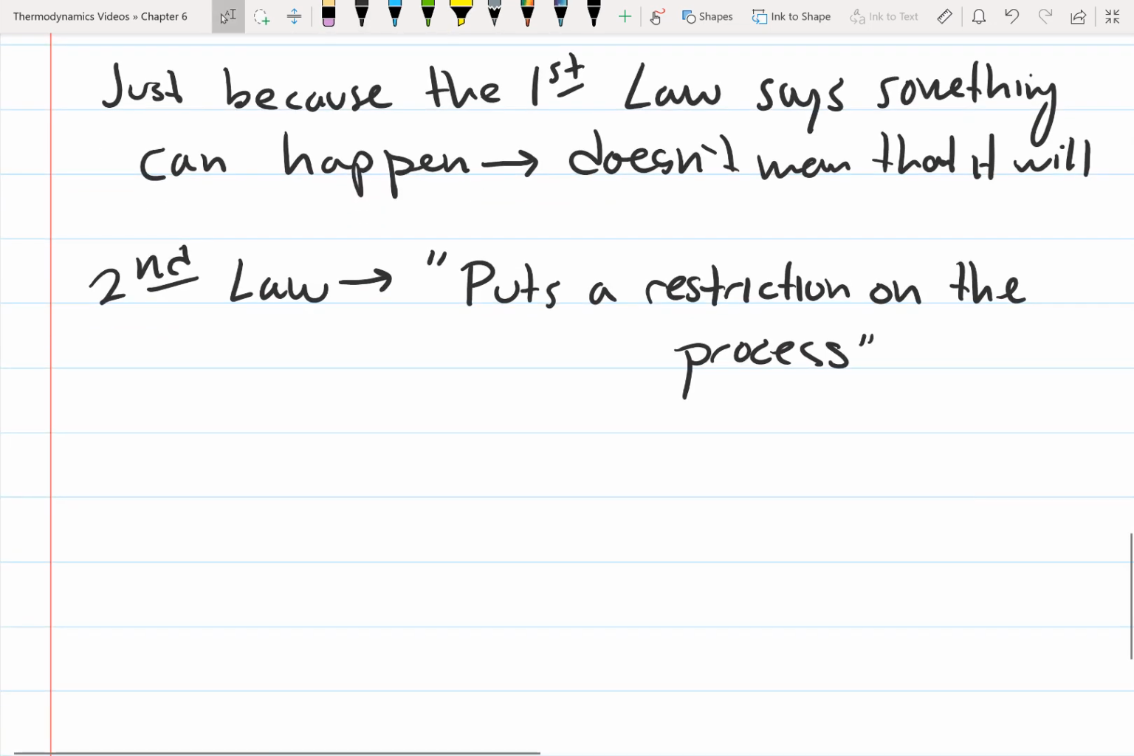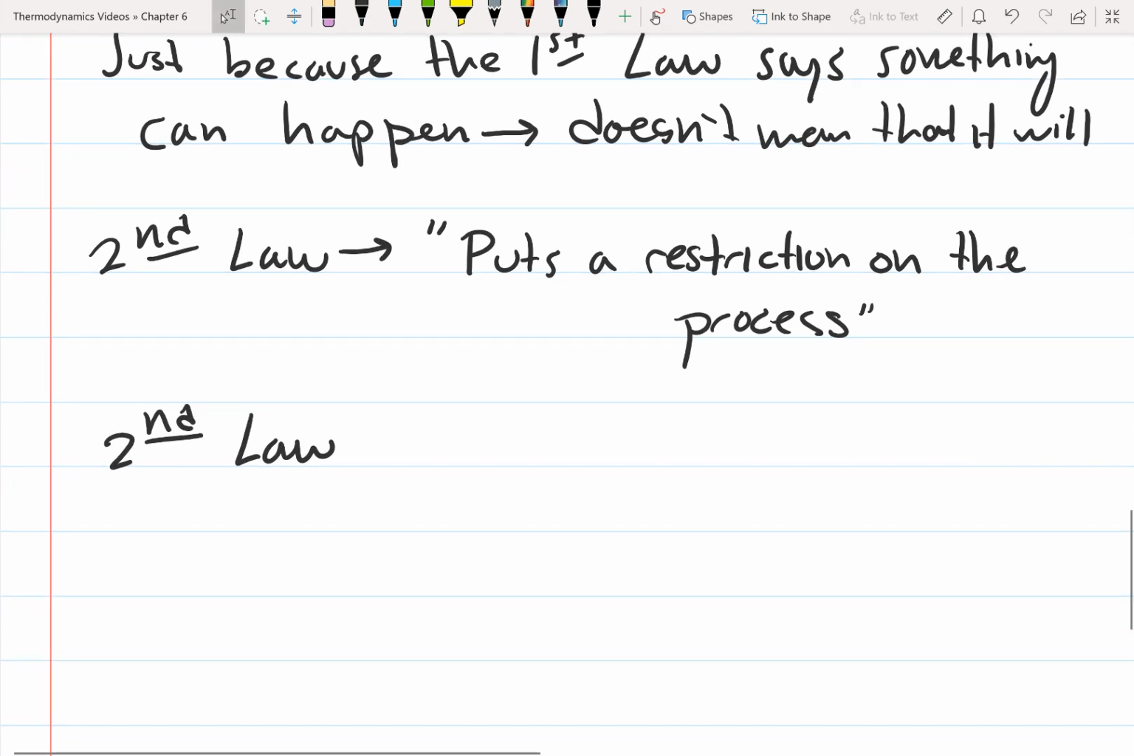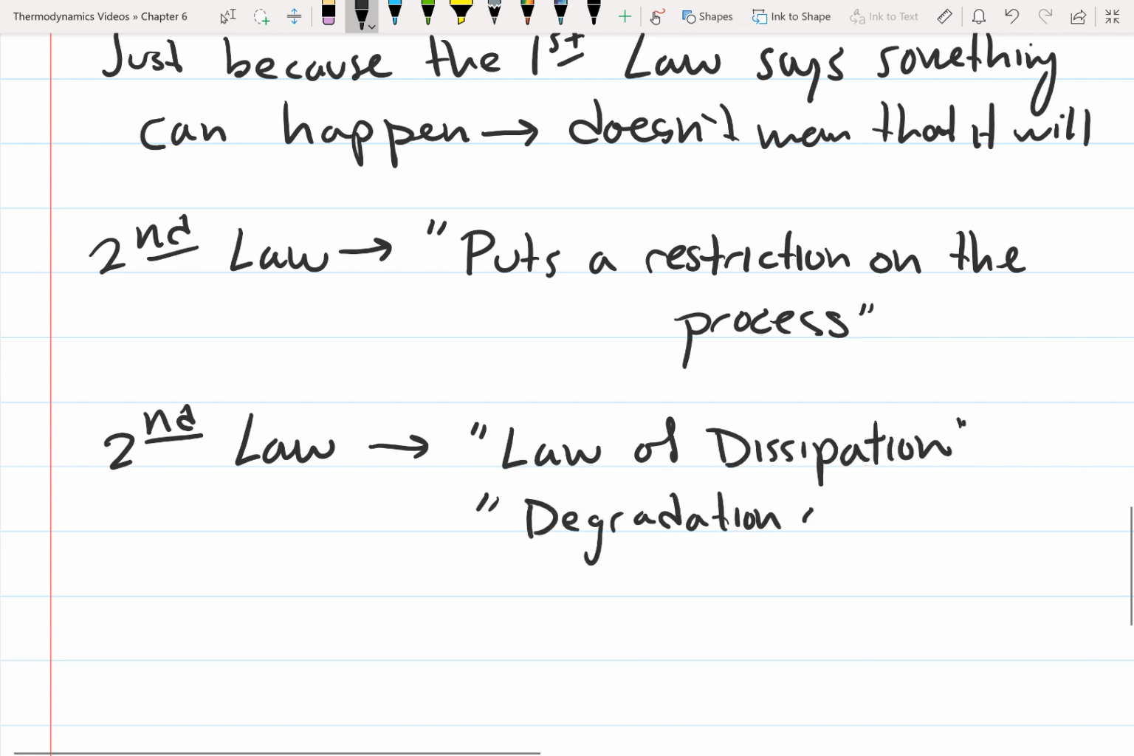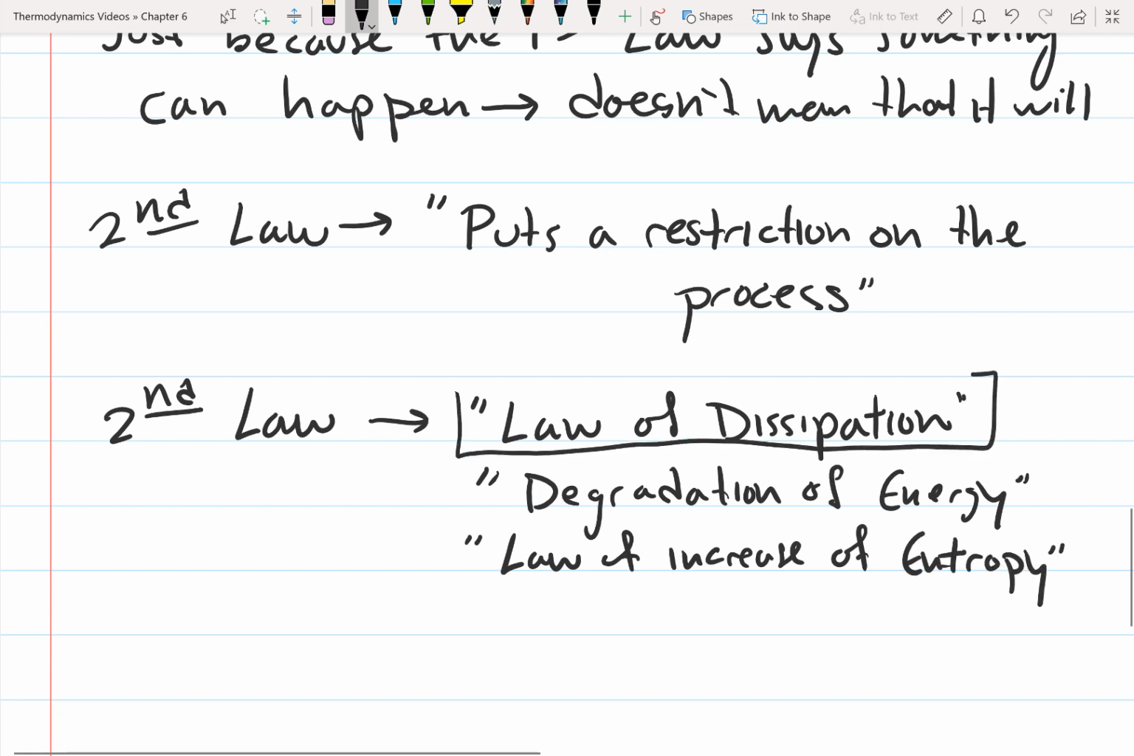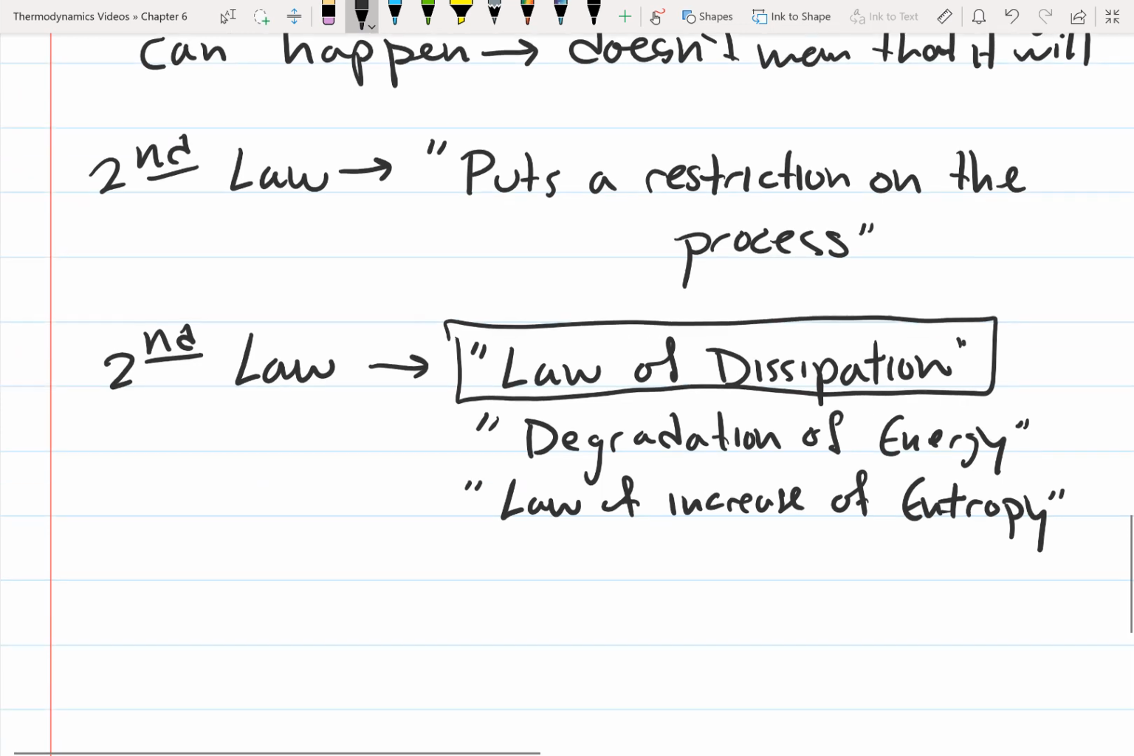Now if you look up the second law, you'll often see a few different things. First of all, you'll see that it's also called the law of dissipation, the law of degradation of energy, and last but not least, the law of increase of entropy. Probably the description I like the best is that it's the law of dissipation.